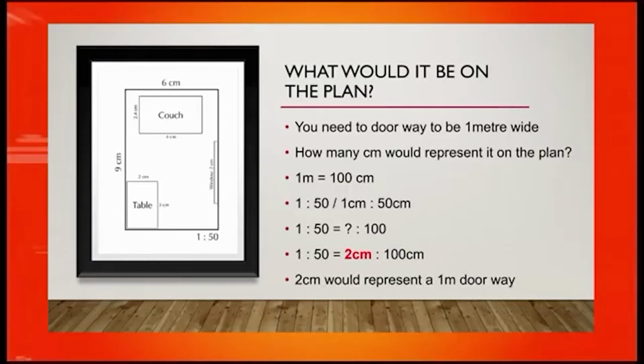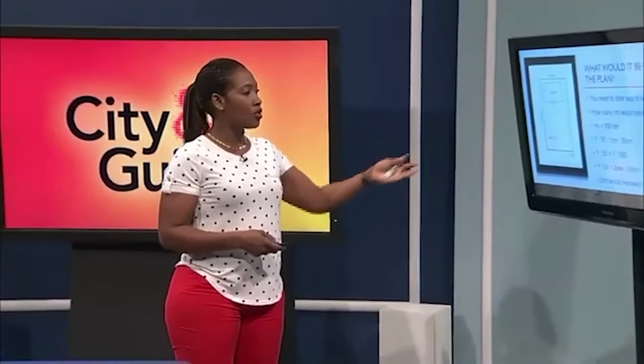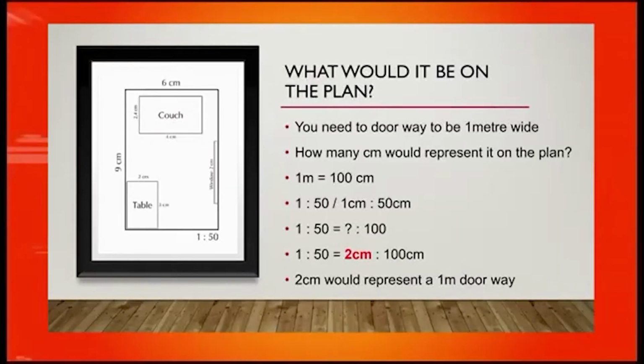Now, not all questions that you will do, you need to do any elaborate calculations. You can examine your numbers and pretty much reason out logically what your answer will be. Like this question, if you have 1 to 50, to get 100 centimeters, you just know that 50 is half of 100. So if you multiply it by 2, you get 100. And if you multiply one side by 2, you must multiply the other side. So it becomes 2 to 100.